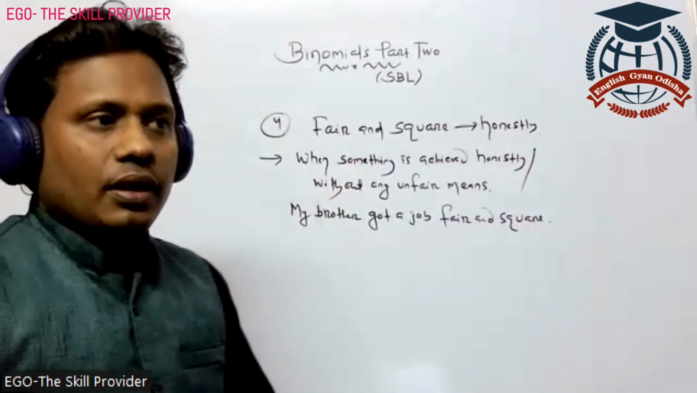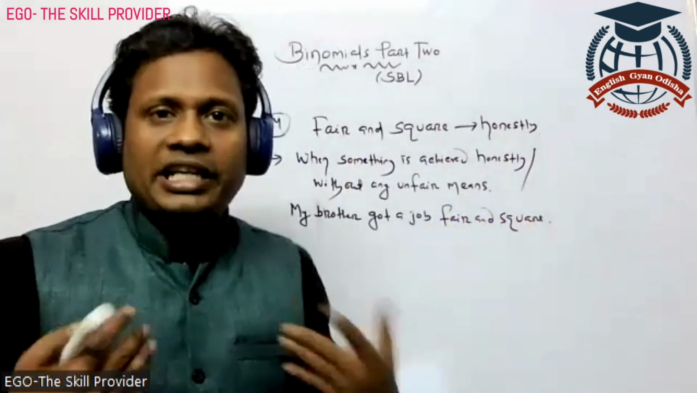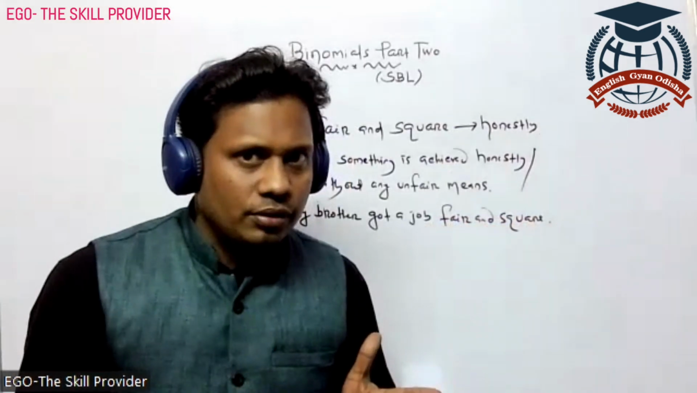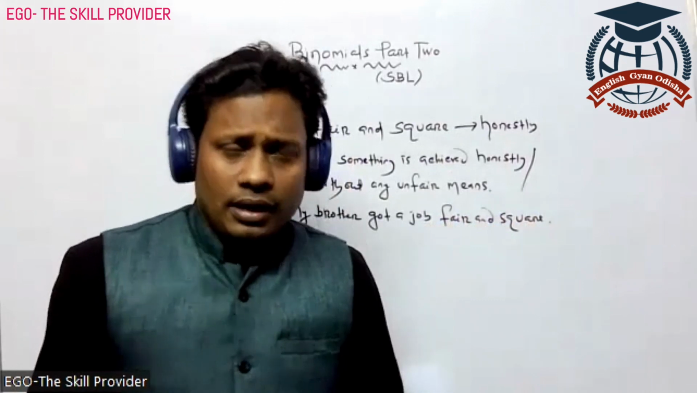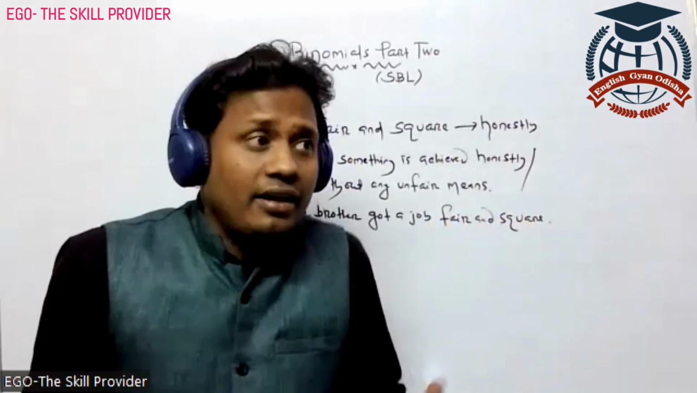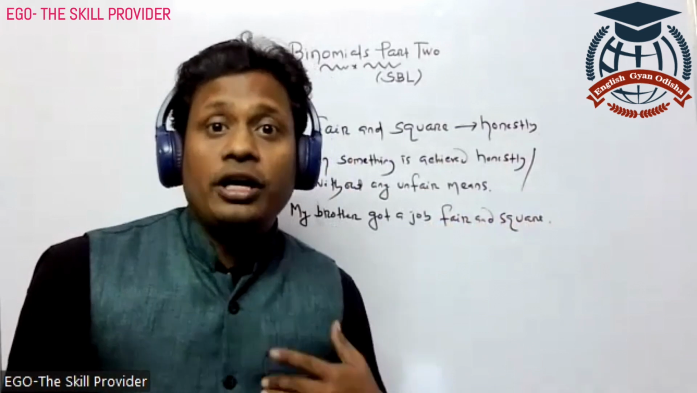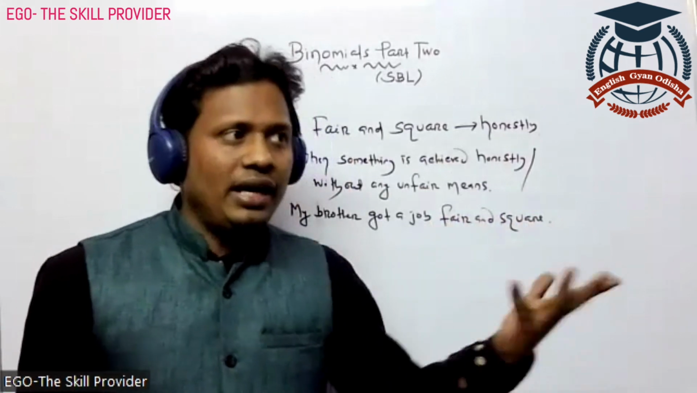You can say, like, my teacher asked me, have you done this? Yes, sir, I done it fair and square. I complete the task fair and square. I did not take any help of anybody. I done it by myself. Like that. So India won this match.